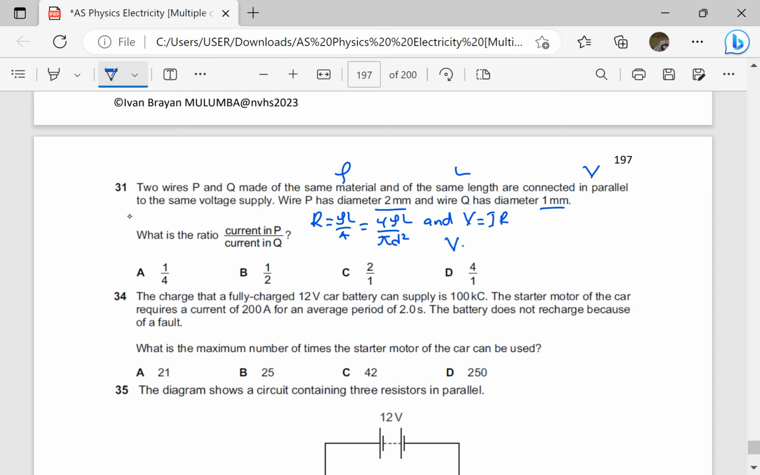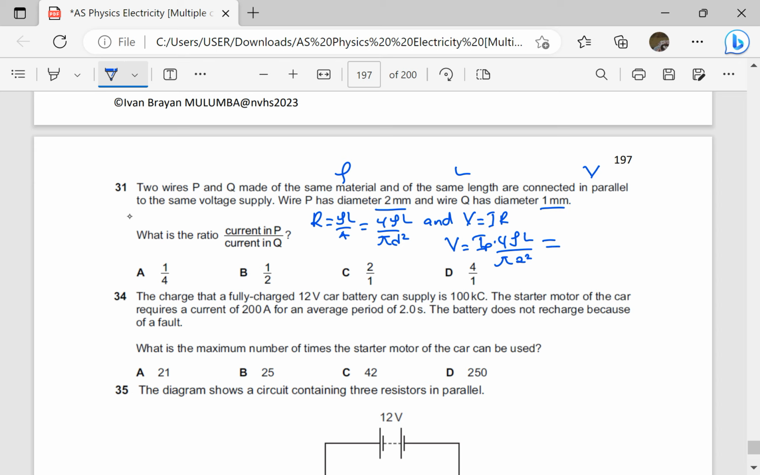So PD is equal to, for the first wire P, the current is IP times the resistance in P. P and Q are made of the same material, so the resistance will be 4 times the same material, resistivity is rho, same length is L, over pi. The diameter of P, I'm looking at P. Wire P has diameter of 2. I will not change the units of diameter, so I'll just say 2 squared.